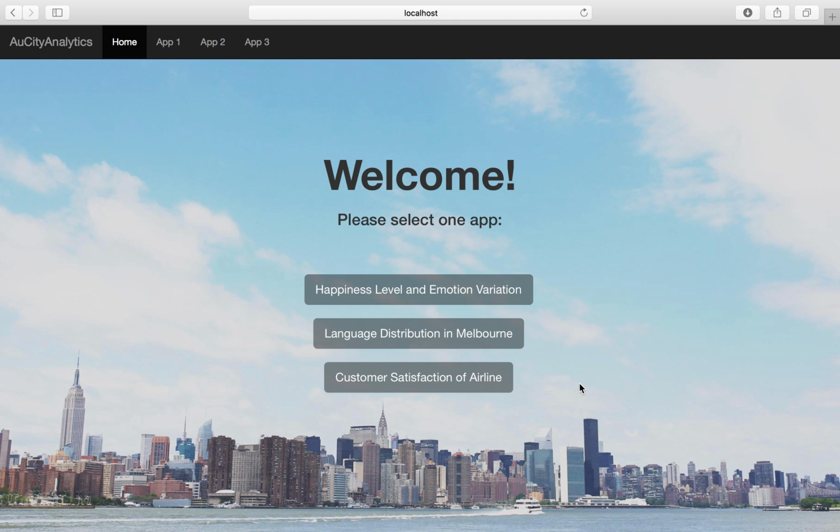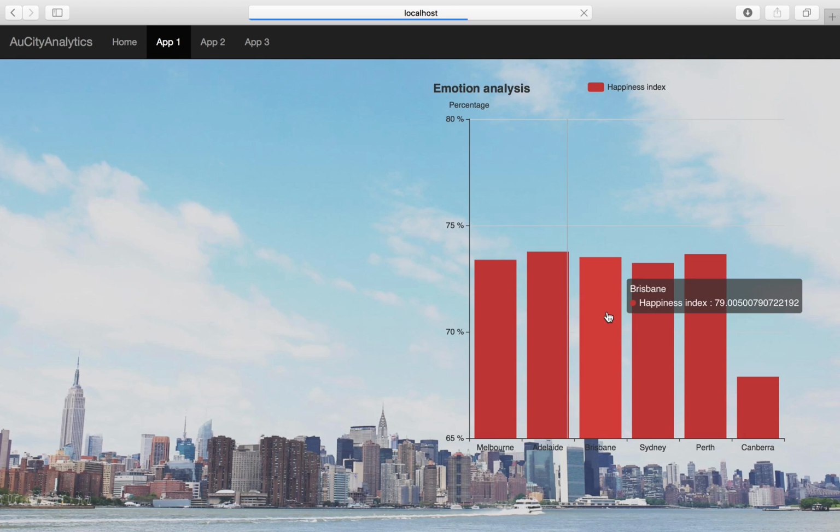We have three scenarios. Our first one is the happiness level and emotion variation, the second is language distribution in Melbourne, and the third is the customer satisfaction of airlines. So now we can click the button.